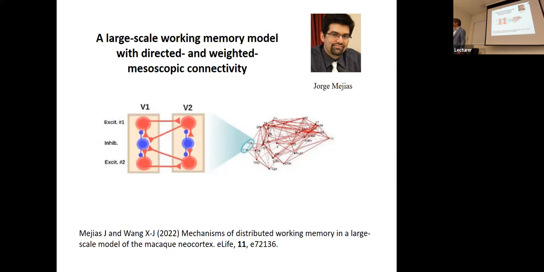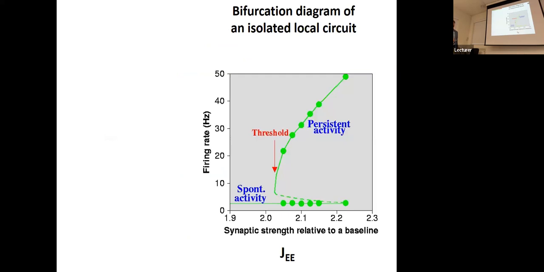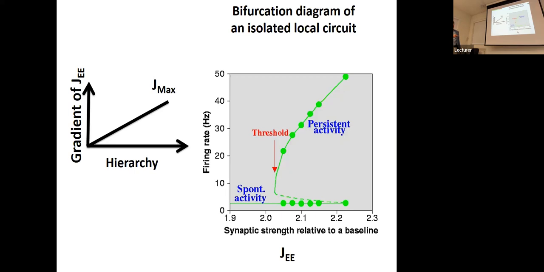So I'm going to show you this local circuit bifurcation diagram one more time. I want you to imagine that you have many areas, but for now they are not talking to each other, right? You disconnect them, okay? And so each one then has a parameter JE, the strength of excitation within each isolated area, right? Okay, if there's a gradient, then each area has a different JE value that, say, maybe increases with the hierarchy. Does it make sense? So V1 is here with this value of JE, V4 is here with that value of JEE, et cetera. Does that make sense? And say the top one has a JEE value that we call J max, right?